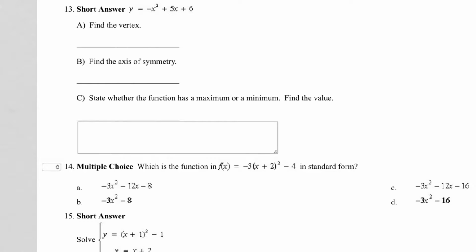Okay, so here we go, number 13. Y equals negative x squared plus 5x plus 6. It's a multi-part problem, so we got to do each part. First, find the vertex. Now, it's in standard form, right? You see that? That's in standard form.